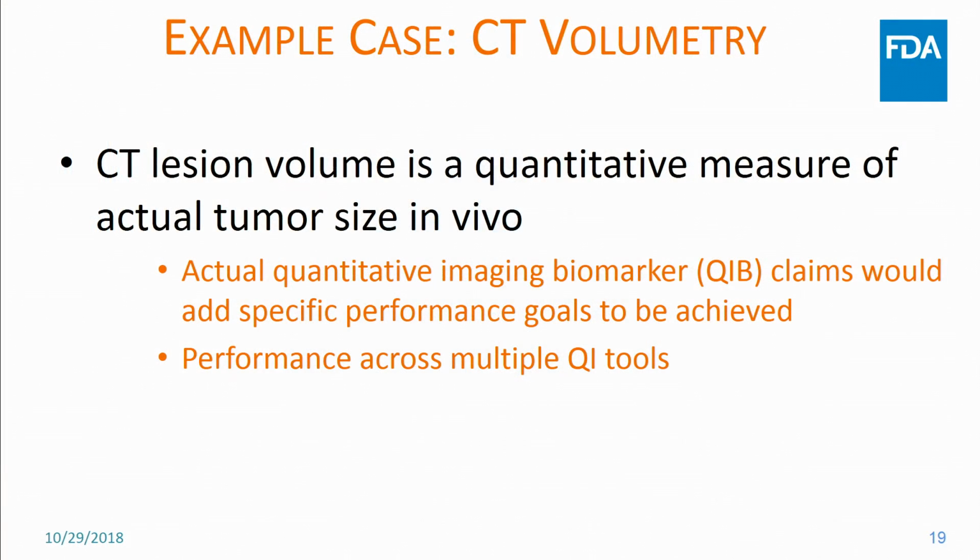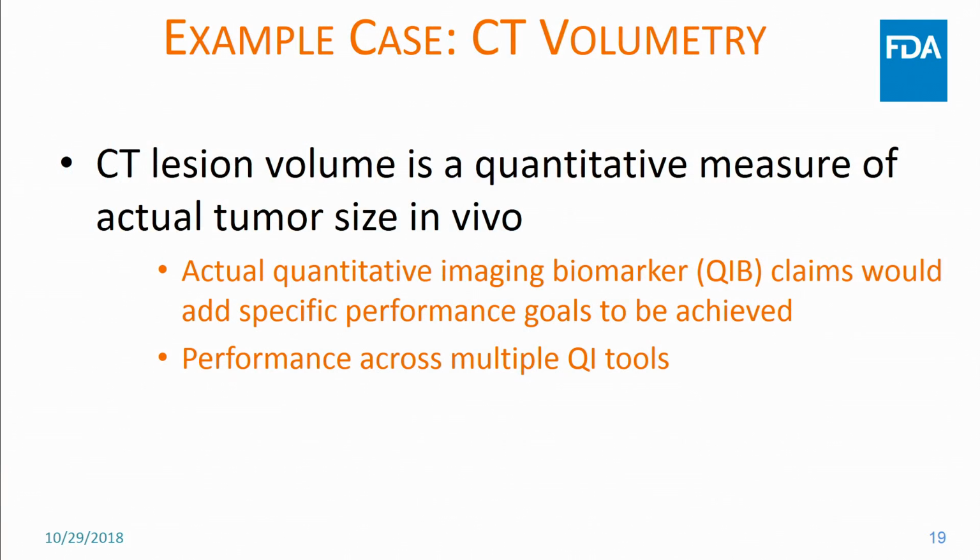Not just a number put out there that clinicians are supposed to accept or not, but here's a number and here's a context for that number. So here's just a really simplistic approach. This isn't a particular tool. This is something we've worked on a long time for research inside FDA and with the Quantitative Imaging Biomarker Alliance. But just CT lesion volume is a quantitative measure of actual tumor size in vivo.